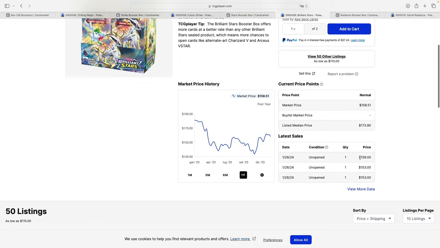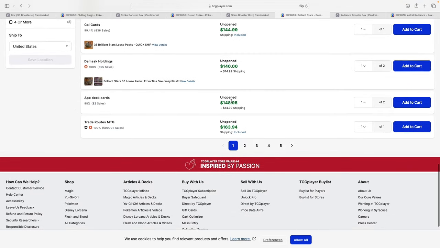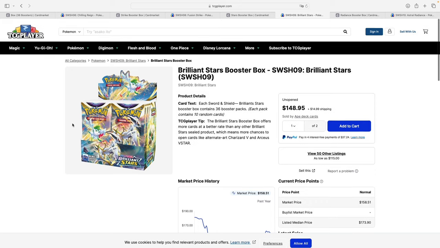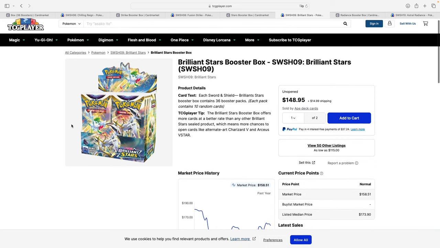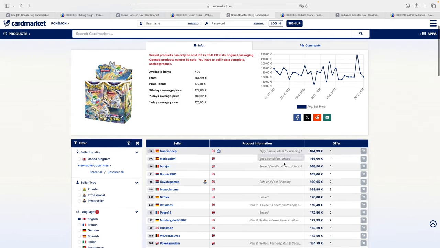So here on Brilliant, take a look at the American market. As you can see, it is selling for around $140, $160. And here the lowest listed is 148 plus 15 shipping. So it's roughly $165. So 160, 165, a similar trend to what we've seen in the European market.